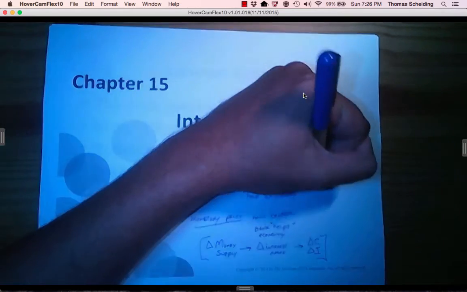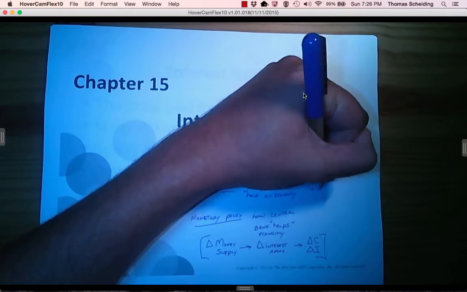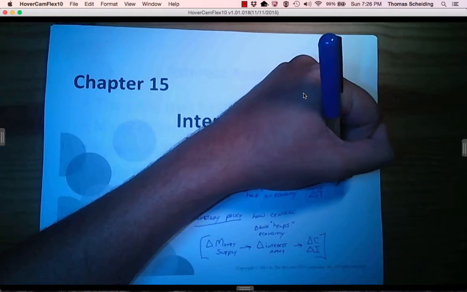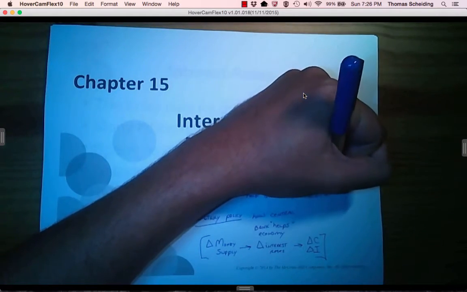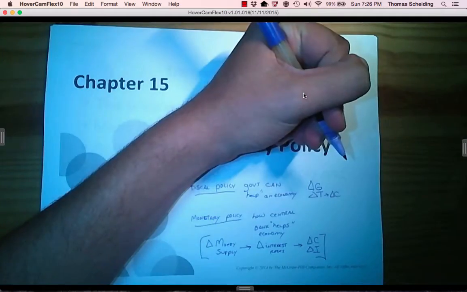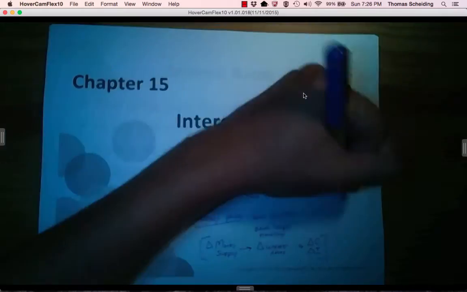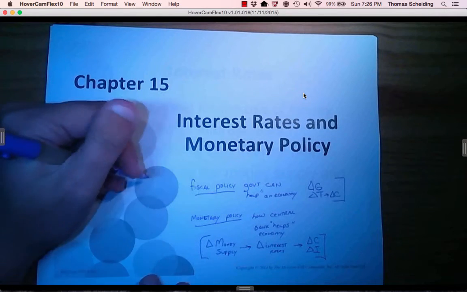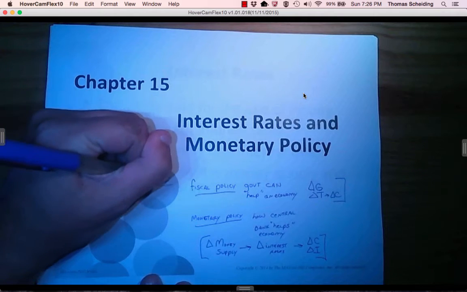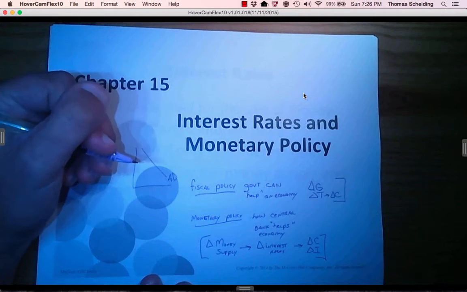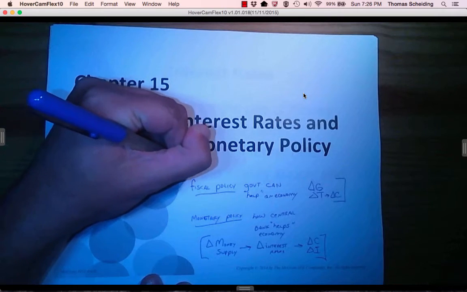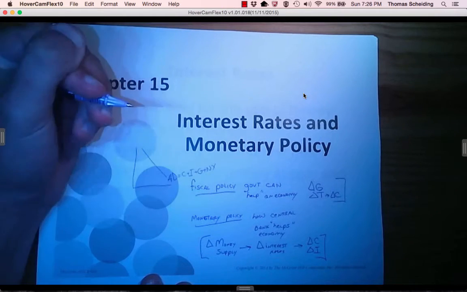Remember here it was I change G or I change T so that I can kind of change C, right? Like that was all the things that were going on here. And remember, the reason why we're doing this is because the aggregate demand curve, or AD curve, equals C plus I plus G plus NX.